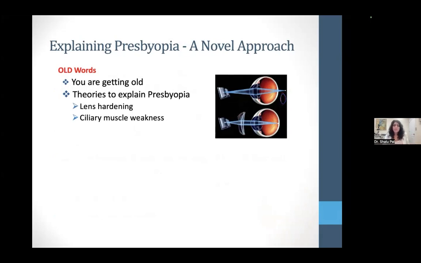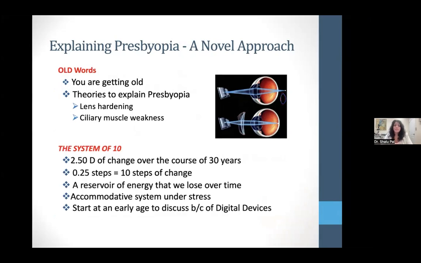My patients were upset. And I'm like, this is just a natural, normal process that happens to every single one of us, and they don't get it and they don't understand. And me coming in and saying, hey, you're just getting old, that was not working. If anything, that was making them more angry with me. So I came up with this system. And if you've heard me talk about presbyopia, you've heard me talk about the system of 10.